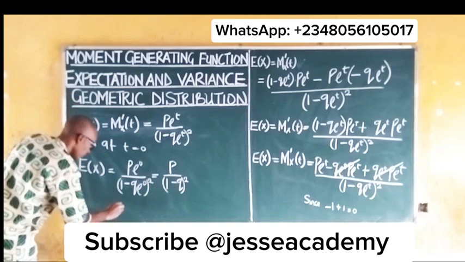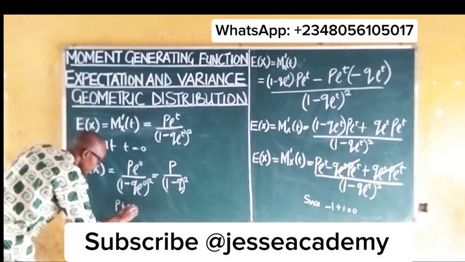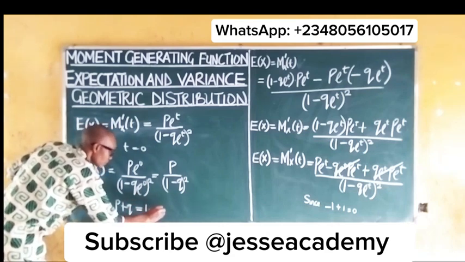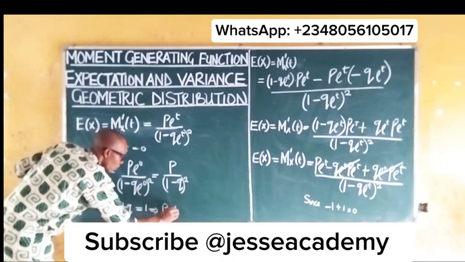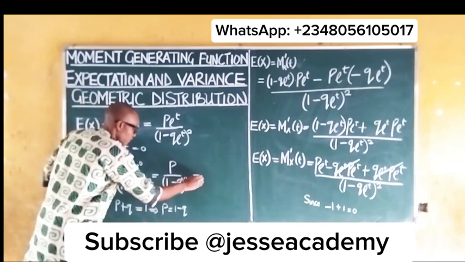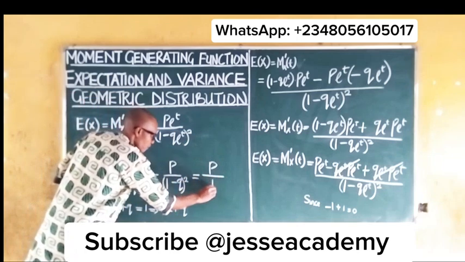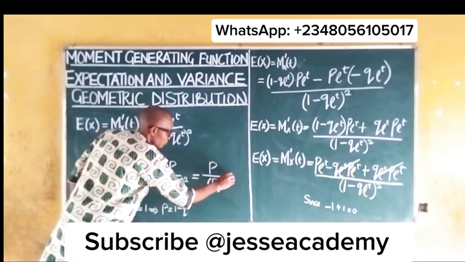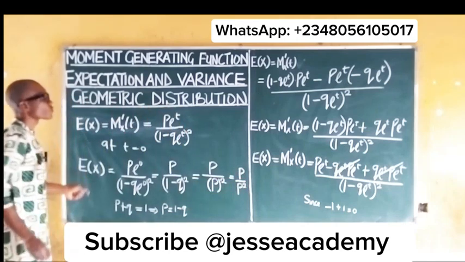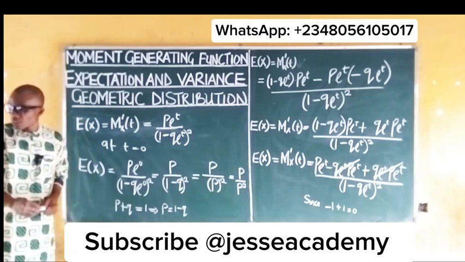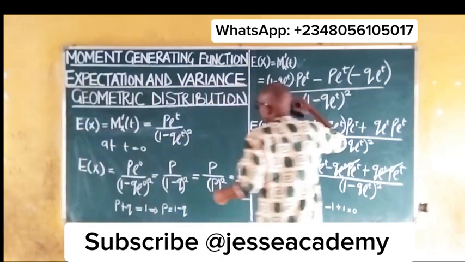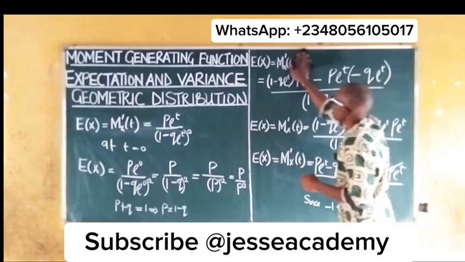We can recall that from probability theory, p plus q is equal to 1, which implies that p is equal to 1 minus q. So if p is equal to 1 minus q, we have the denominator as p squared, which is p all over p squared. Of course, we haven't gotten our expected value of x yet, so we also move over to the other side so that we can get our expected value of x.